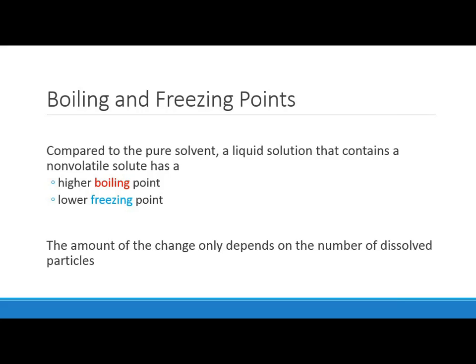Now, what if you're out of table salt? Could you use sugar? Well, yeah, you could, because it dissolves in water. And so you could dump a bunch of sugar on there, and it would actually melt the ice.